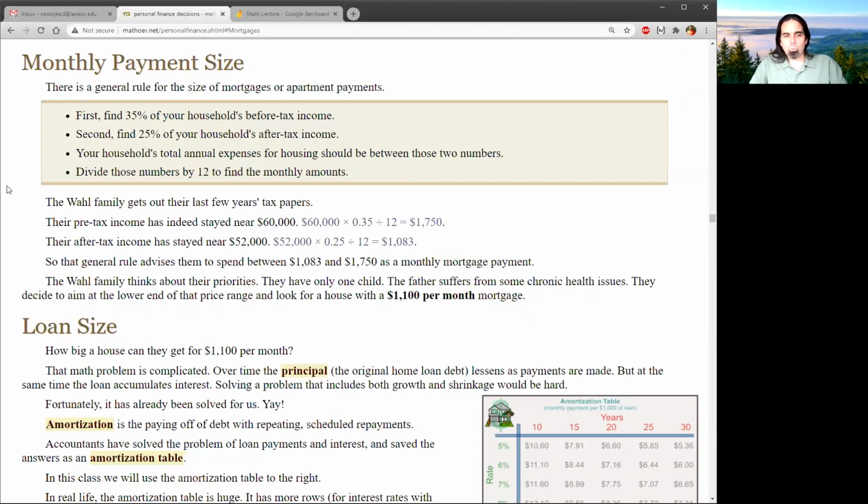Everyone okay with our story so far? You're not going to be asked to do this part very often. In most of the homework and test problems, it just gives you this part: I want to spend this much per month on a mortgage.